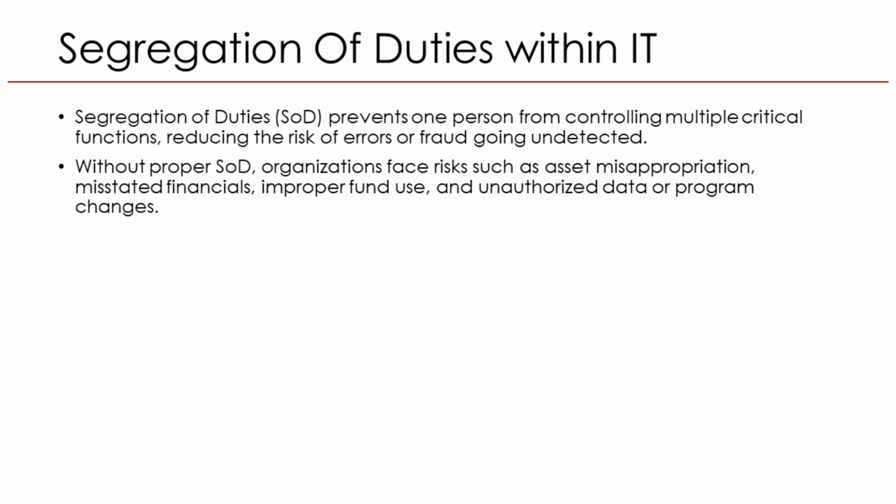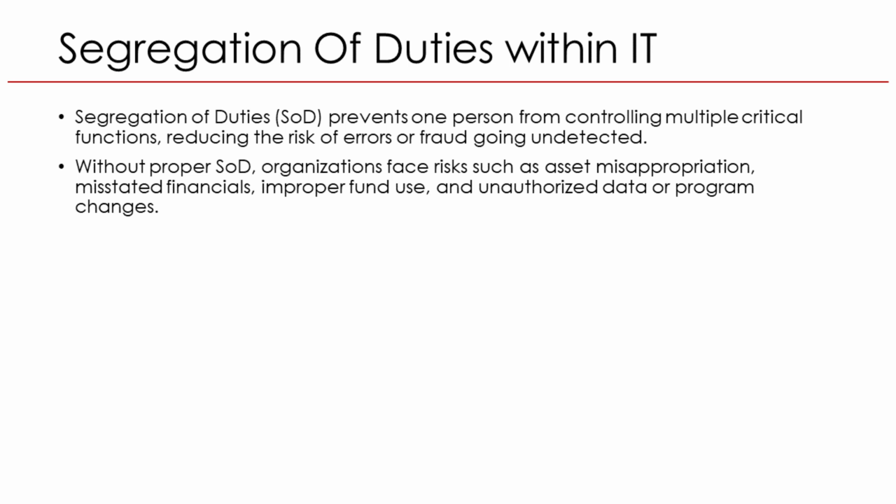Example 5. A disaster recovery coordinator should not be the one performing daily backups. Their role is to verify that backups are completed, stored securely, and periodically tested, not to run them directly. Example 6. A systems administrator who maintains servers should not also approve user access for those systems. That function belongs to the security administrator.